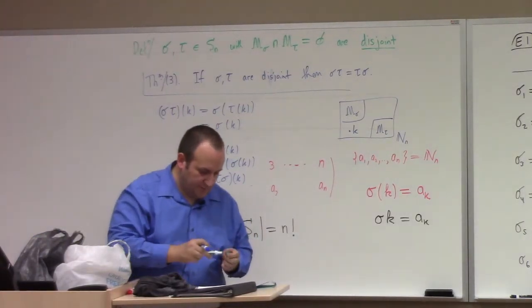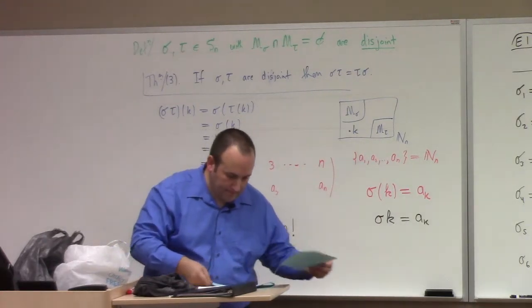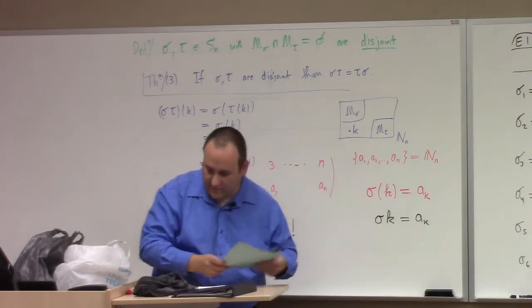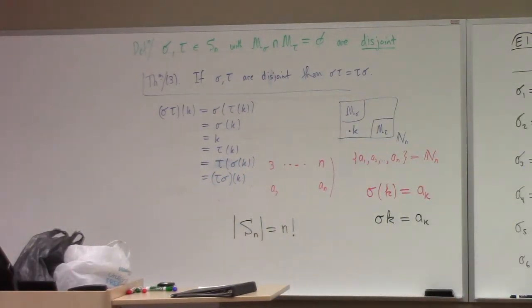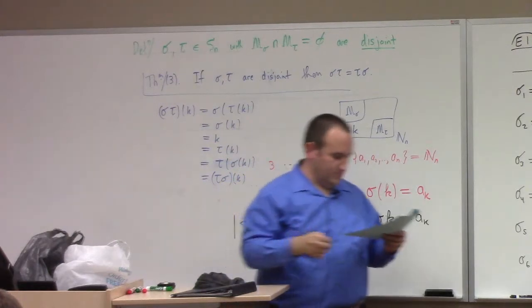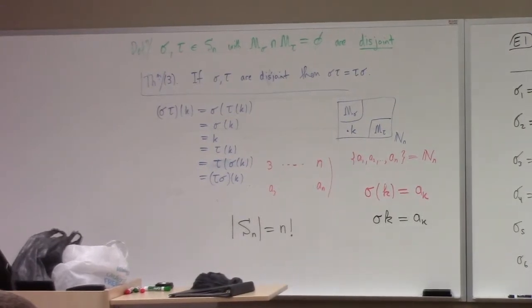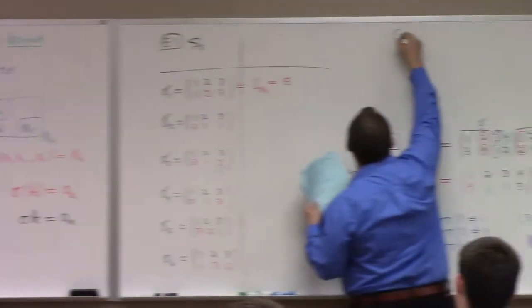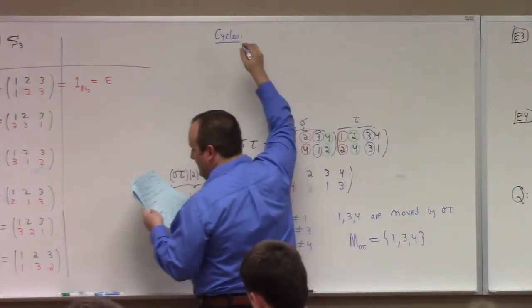I'll let you read the proof of the other two cases. I must go on. So this brings us to what's called cycle notation. It's really bothering me not to do that proof, but I will resist. Cycles.